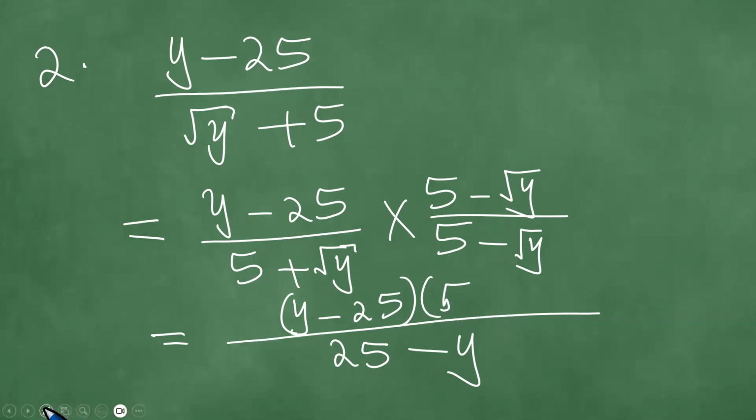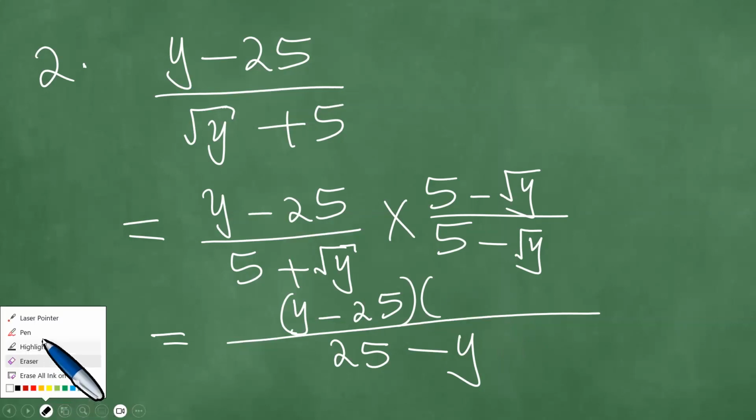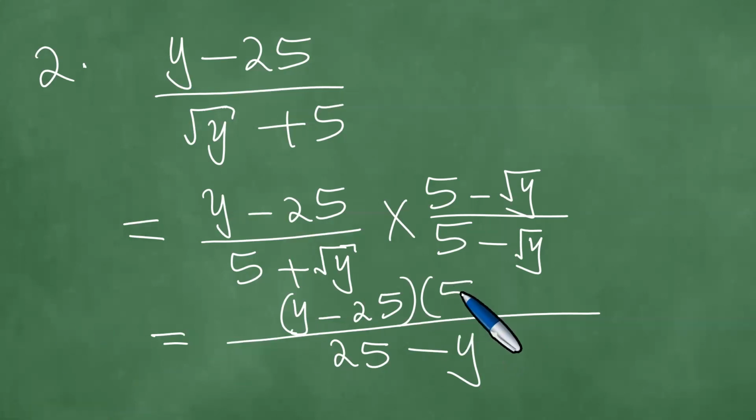Okay. Apologies, I don't know where that feedback is coming from. It's coming from somewhere. So you have 5 minus the square root of y, like so.